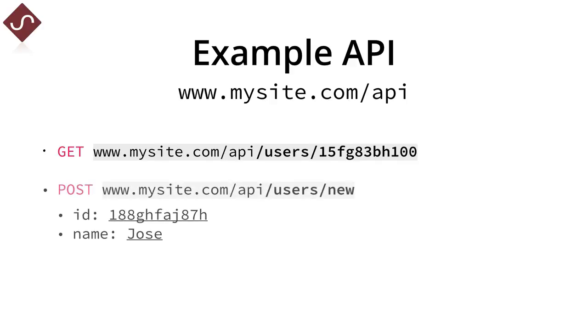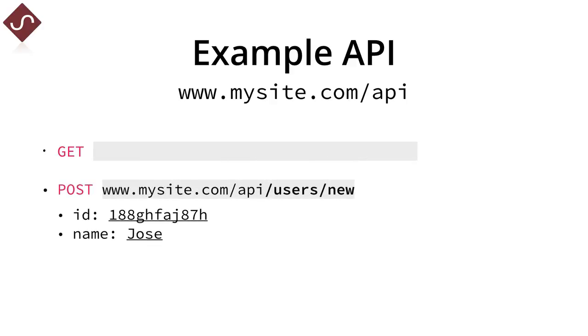Another example would be a POST request. In this POST request, we've got www.mysite.com/API, and then the endpoint is /users/new. If we access this endpoint with a POST as opposed to a GET, we're telling the API that we want to add some data to the database.